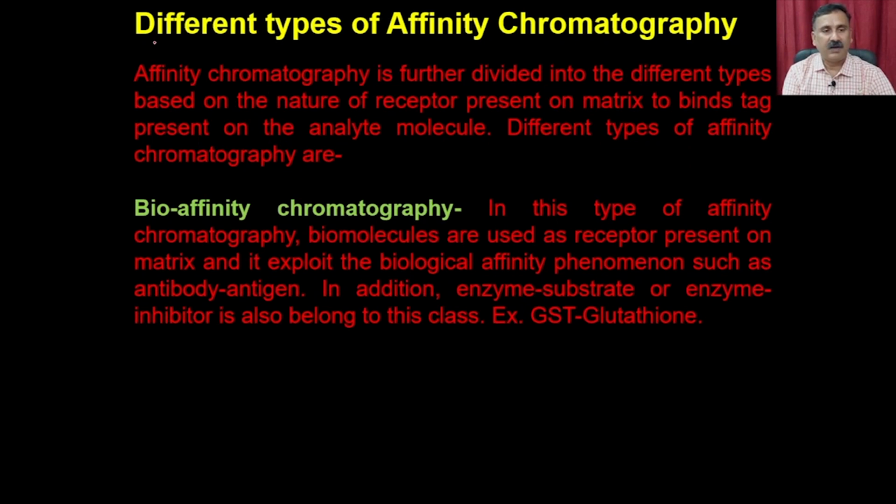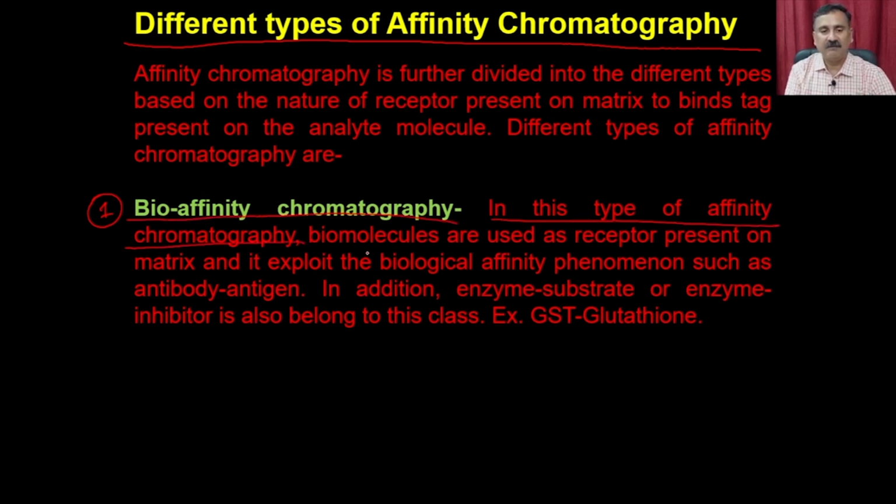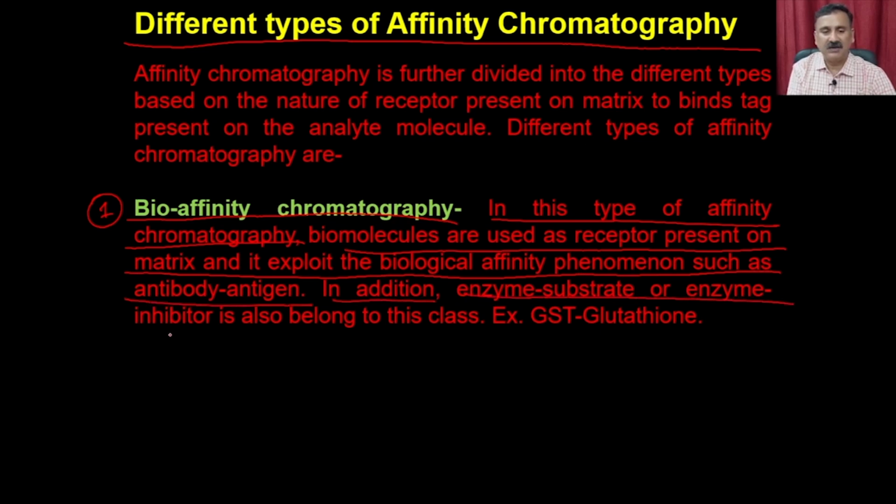Now, as we talk about the different types of affinity chromatography, you can have bioaffinity chromatography. In this type of affinity chromatography, biomolecules are used as a receptor present on the matrix, and it exploits biological affinity phenomena such as antibody-antigen. In addition, enzyme-substrate or enzyme-inhibitor pairs also belong to this class, for example, GST and glutathione. So in bioaffinity chromatography, you are exploiting the already existing pairs in the biological system.